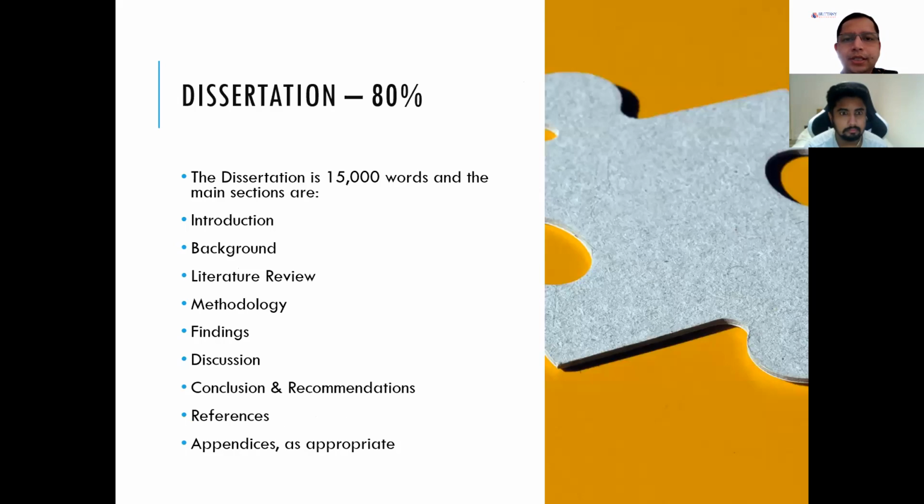And your dissertation, which is 80% of your marks graded, has a total word count of 15,000. The structure is introduction, background, literature review, method, findings, discussion. This is also known as the introduction to your chapter 1, background information. You can also include in your chapter 1, literature review in chapter 2, methodology we call chapter 4, findings also in chapter 4, discussion in chapter 5, conclusion and recommendation you can put as chapter 6. So I'll be guiding you on the structure as well.